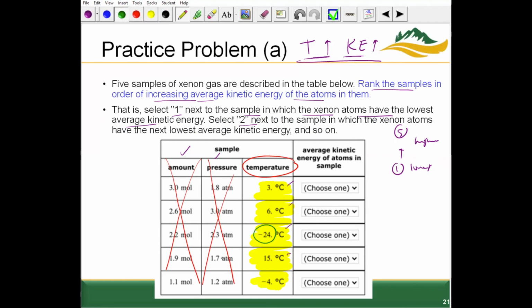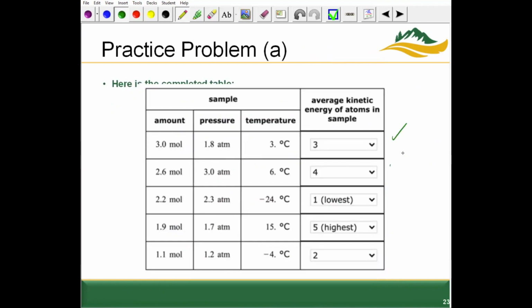-24 is our lowest temperature, so 1 should go here. Then -4 is next, that would be 2. Next is 3, that would be 3. Then 6, 4, then 15, 5. So 15, the highest temperature, the highest kinetic energy. So 3, 4, 1, 5, 2.